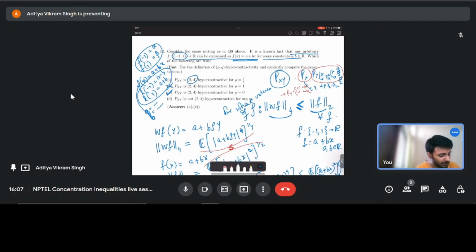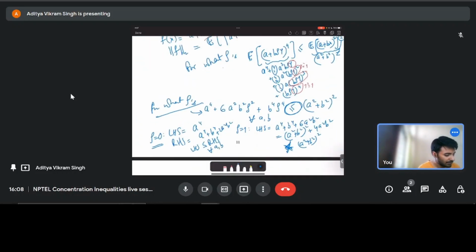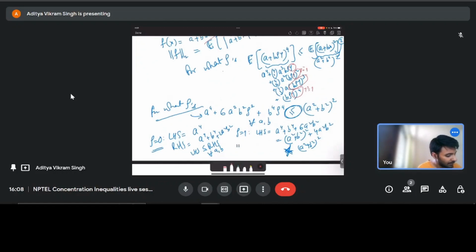D is incorrect because we saw that for rho equals 1, this is not hypercontractive. And similarly, if you just plug in rho equals 1 by 4 here, you will see that this inequality holds for all a, b. Right? And so A would also be correct.